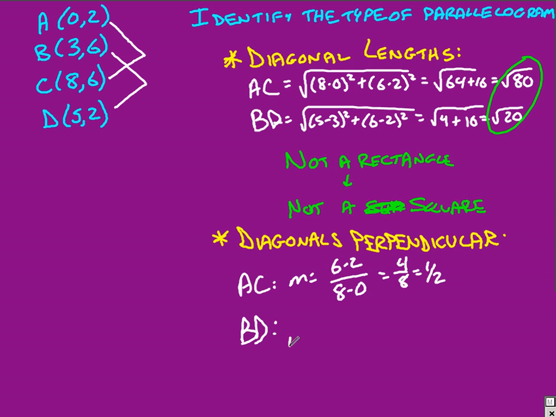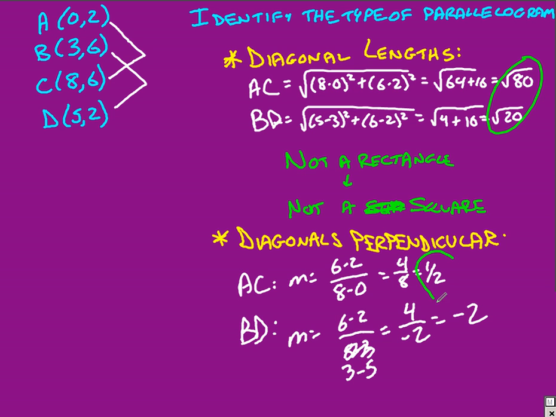Now, I'm going to do the same for BD. Subtract the y's on the top, 6 minus 2. Subtract the x's on the bottom, 5 minus 3. Well, I take that back. I did 6 minus 2, that means I should have done not 5 minus 3, but 3 minus 5. Got to go in the same order. So I have 4 up top and a negative 2 on the bottom. That gives me a negative 2.